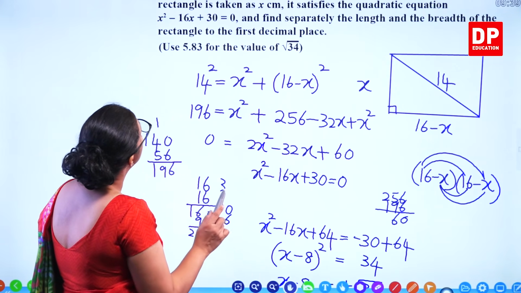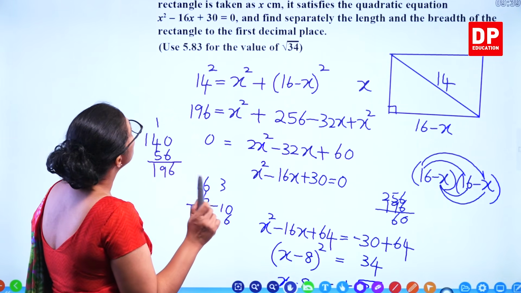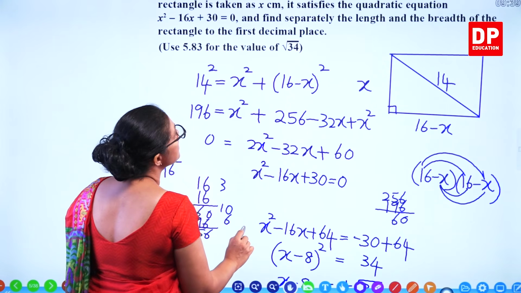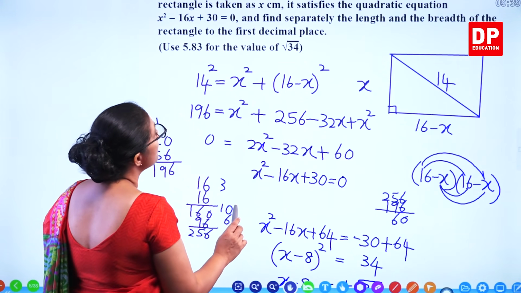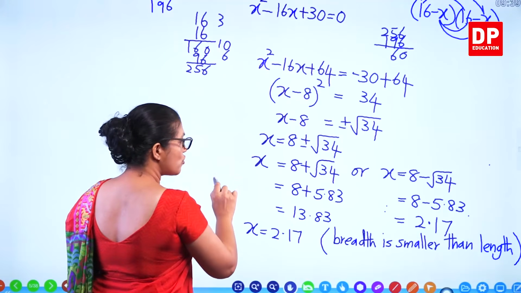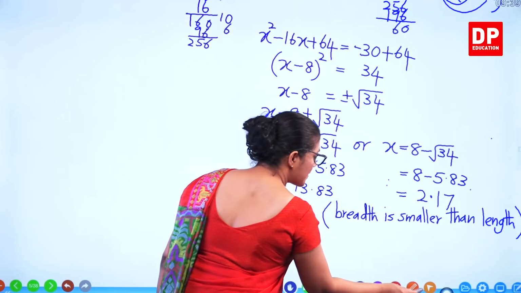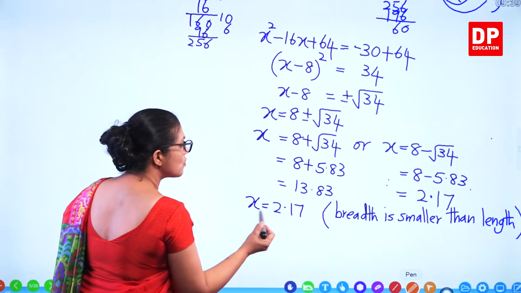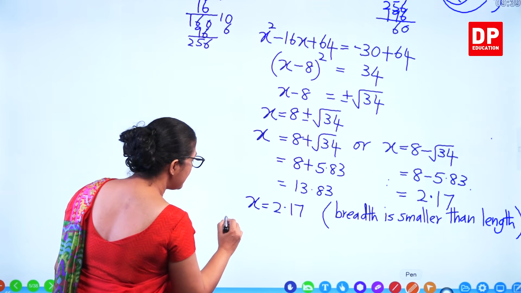So it says, correct to first decimal place, separately the length and the breadth of the rectangle. So we have to find both, correct to one decimal place. So we can find out the length.